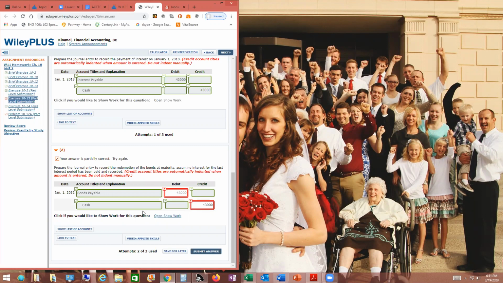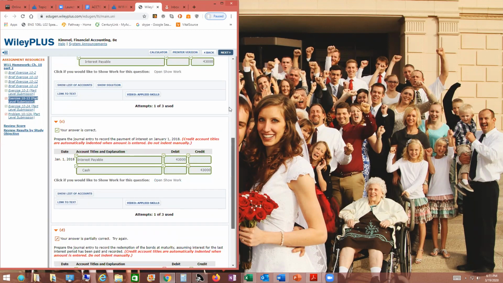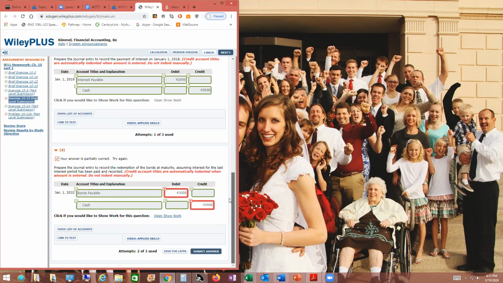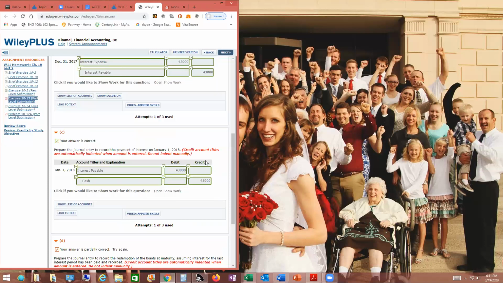So I have a question on exercise 10-13, this last part here. I got everything else. I'm just a little confused on this part. I have bonds payable for the debit account, and then cash for the credit. I'm just not sure what the amount is. The amount would be the face value of the bond.